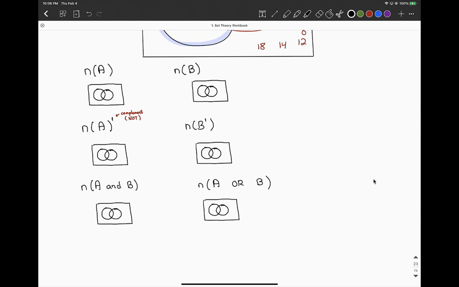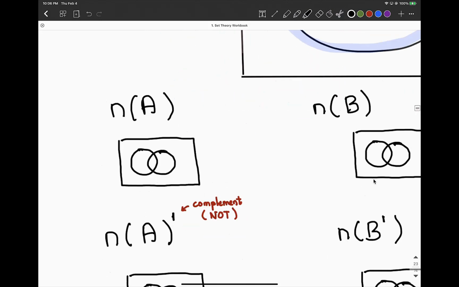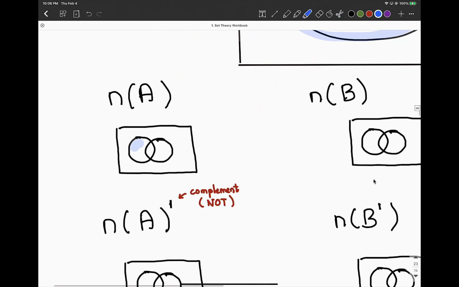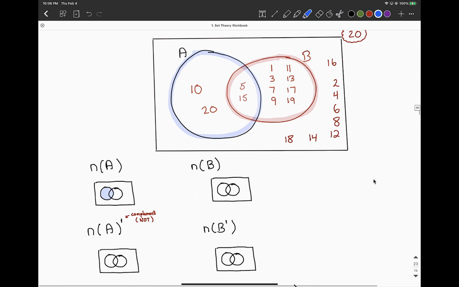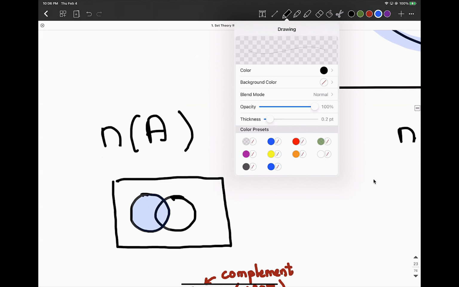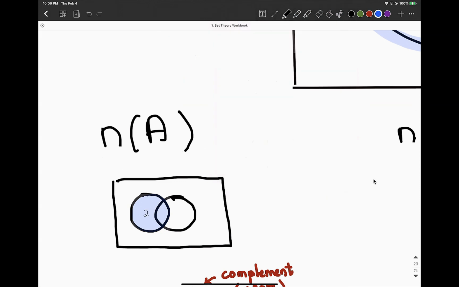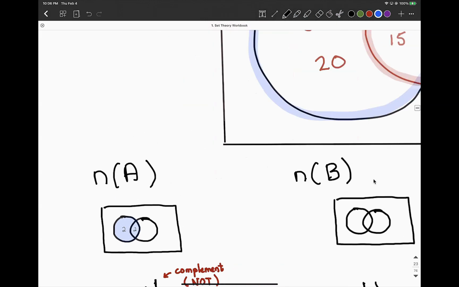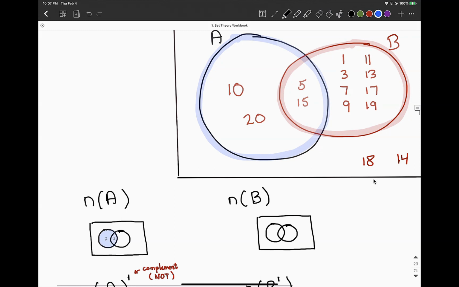How many things are in A is technically asking you to take the total of all the things that are literally within A. As I count, I see 1, 2, 3, 4. There were 2 of them in here and another 2 of them in here, and that gives me a total of 4.